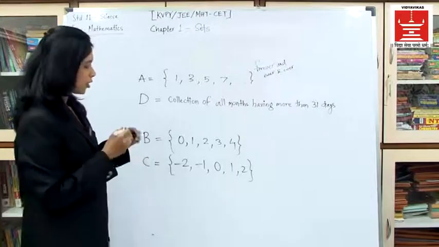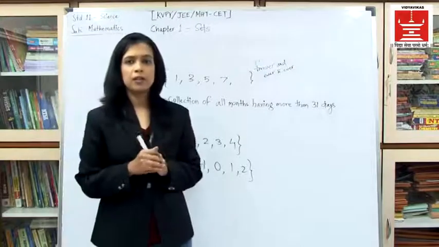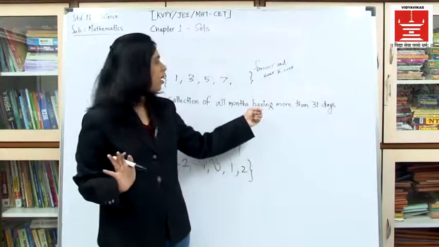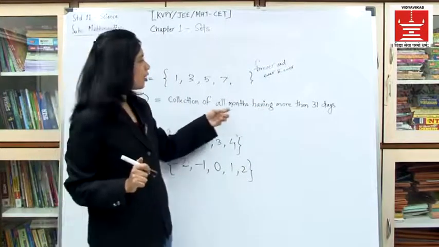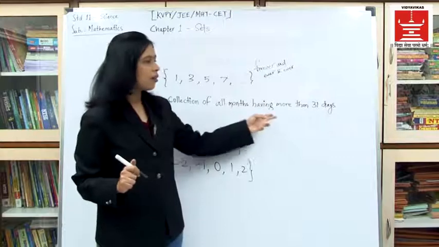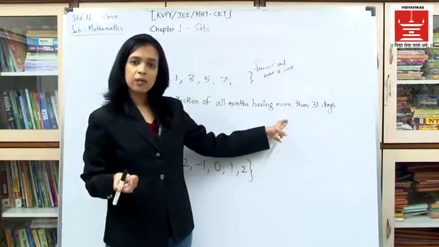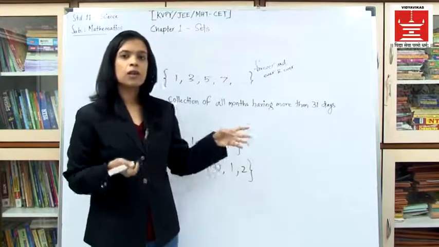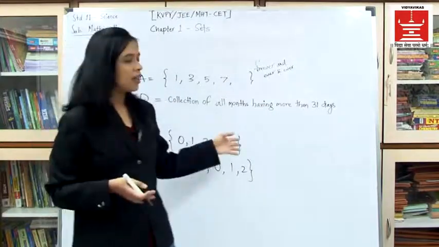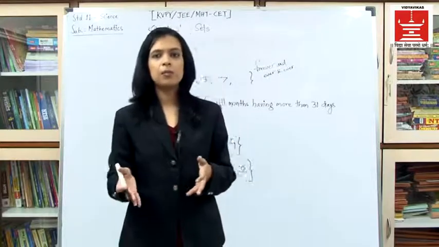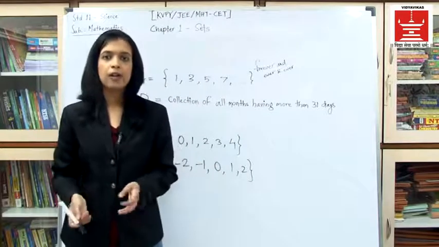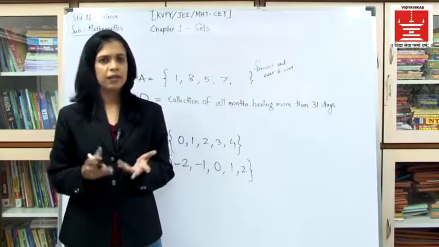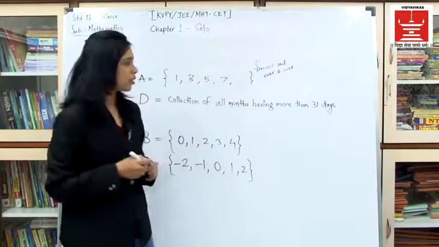Collection of all the months having more than 31 days. Now, is this situation possible? First of all, can a month of a year have more than 31 days? We have just now seen there are either 31 days in a month or less than that. 30 in some cases, in case of February 28 or 29, but a month can never have more than 31 days. This is how the calendar works.